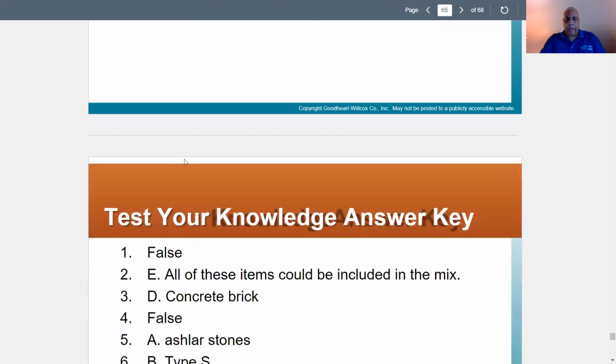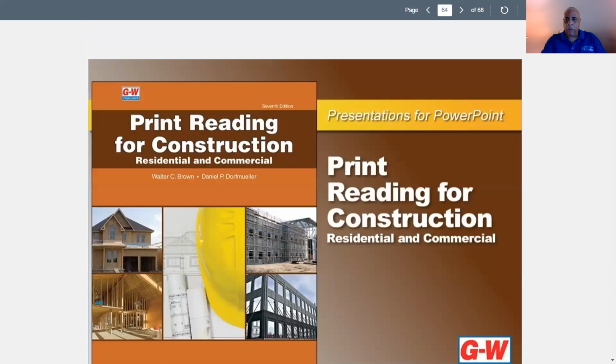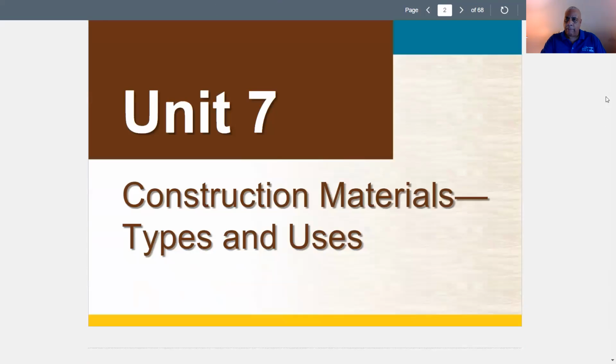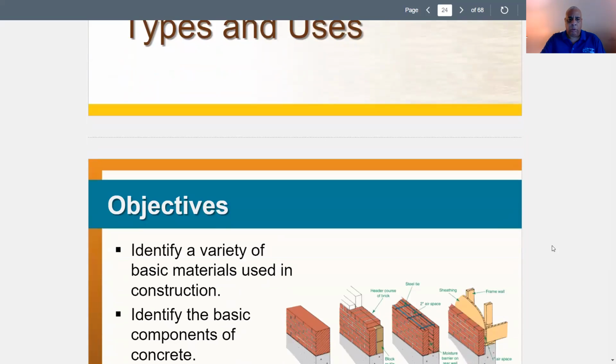And again, when we talk about materials, materials are very important. You must select the right material for your building. It's very important that designers and construction personnel understand materials. Materials are also tested.